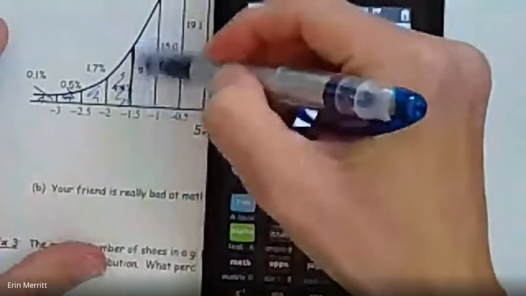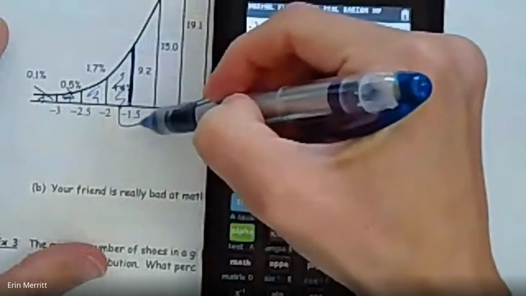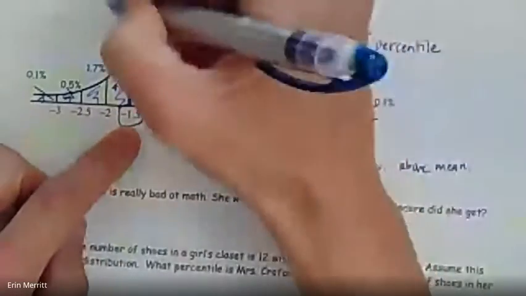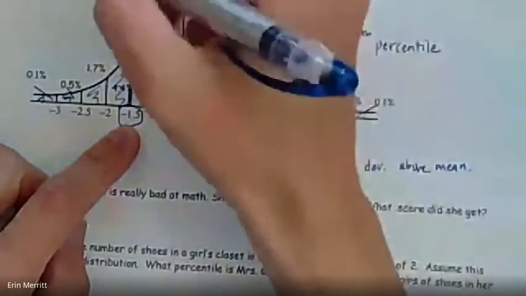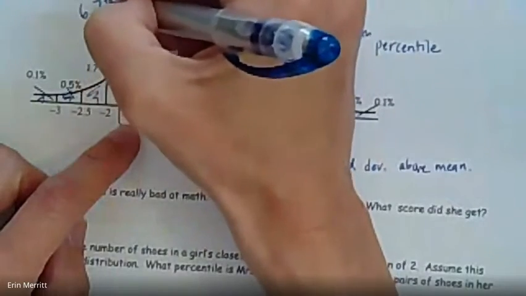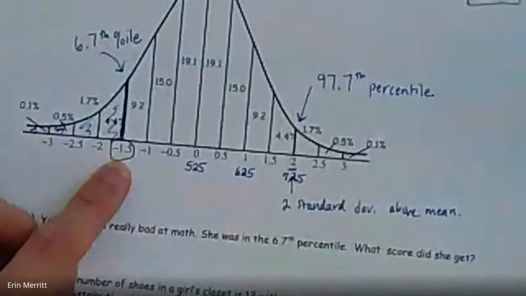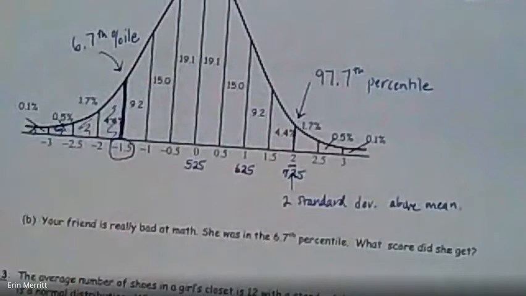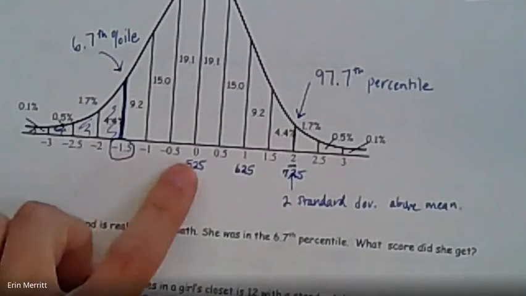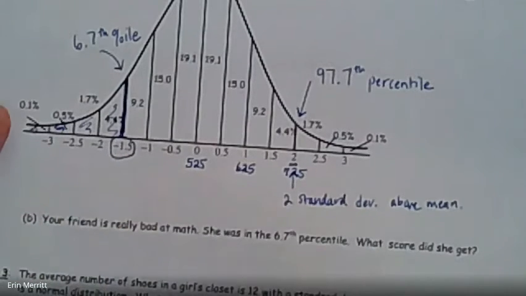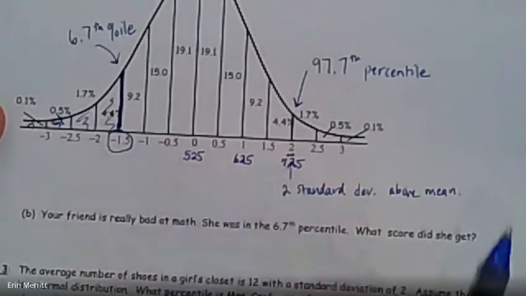So I'm right here, which means to be at the 6.7 percentile, you have to be 1.5 standard deviations below the mean. All right. There's the 6.7th percentile. So when it says, what score did she get? Well, you have to take the mean and then subtract 1.5 standard deviations from it. So that's how you use those z-scores. That's what they stand for.